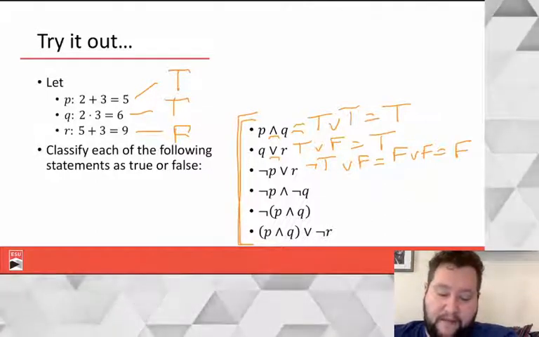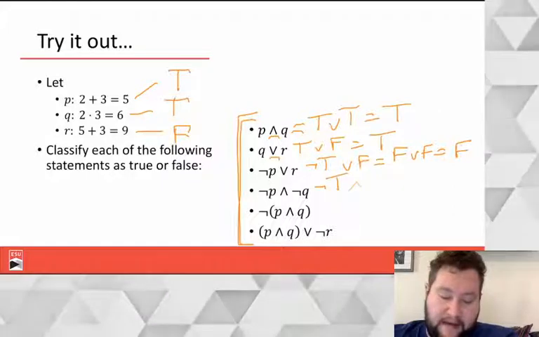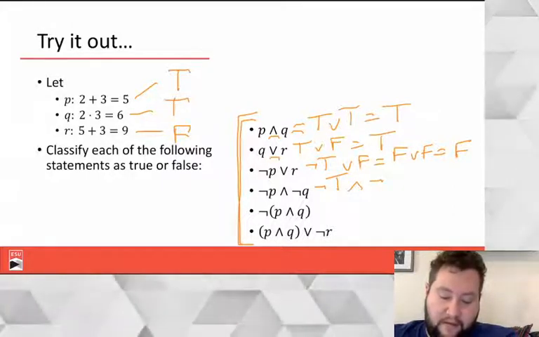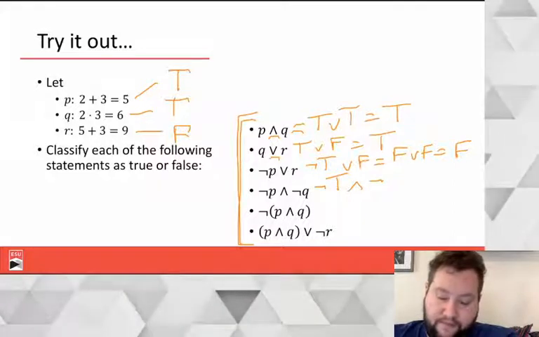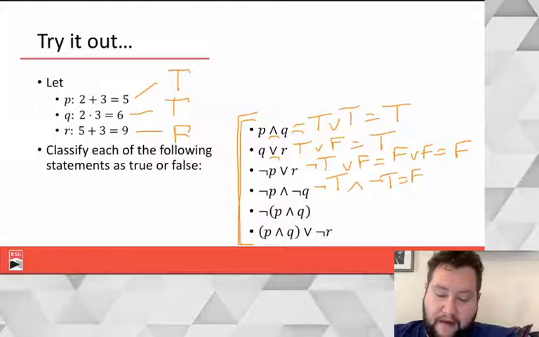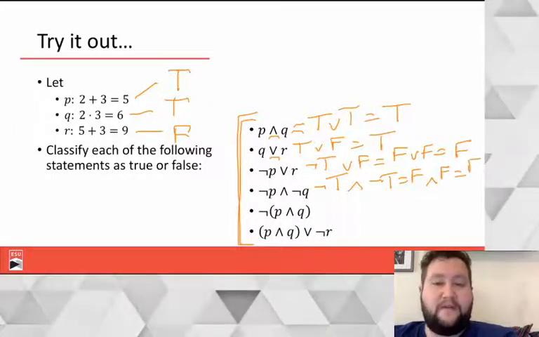And then here we have not P, so not true, and not Q, which is true. So not true is false, and not true is false. False and false is false.